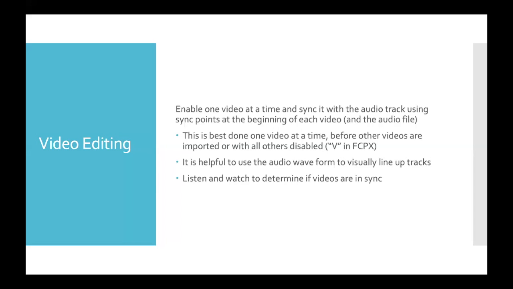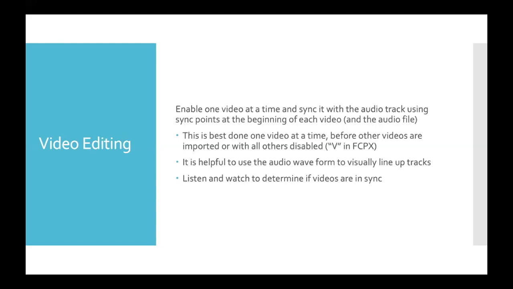Once they're lined up, then you go to the next video. And after each video, you disable the one that you have already finished. So that's V, the shortcut in Final Cut Pro X. V disables it, and then you move on to the next, and then the next, and then the next. Like I said, with the audio tracks, you're going to look for the waveform and use it to visually line things up first. You can zoom in really close and line it up. And then you're going to watch the video and listen to the audio tracks to make sure they're lined up.